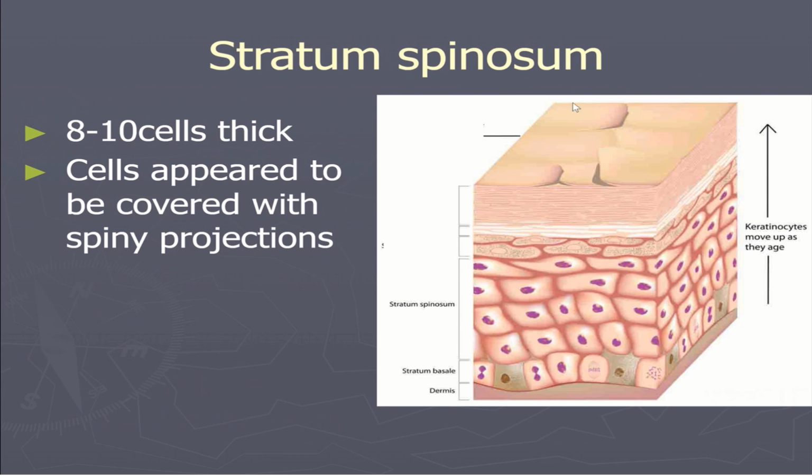Then we have the stratum spinosum. That is this major section here. It's only 8 to 10 cells thick. It's a very thin layer. And this is where the cells kind of look like they have spiny projections, and that's how it gets its name.